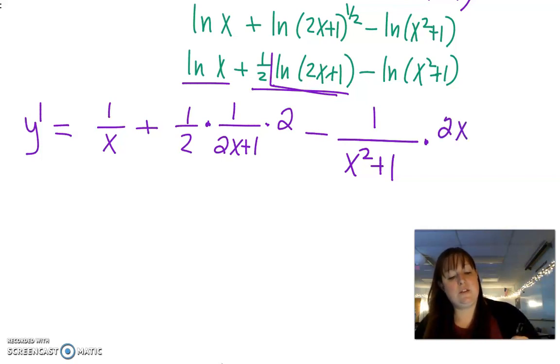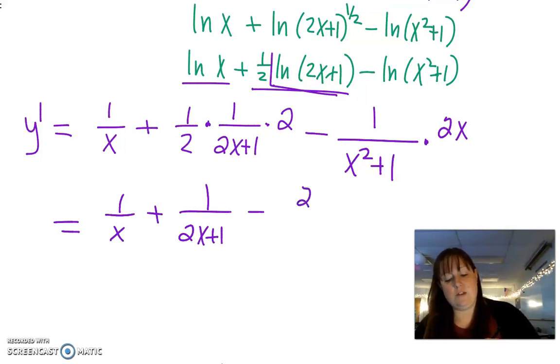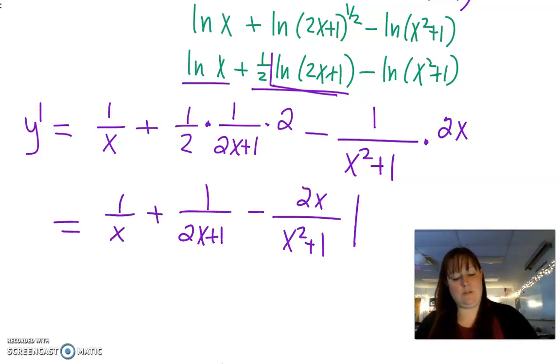So we're just going to simplify this down, 1 over x. Those 1 half and 2, they cancel each other out, and we end up with just 1 over 2x plus 1 minus, and then there's 2x over x squared plus 1. Done. Easy peasy, lemon squeezy.